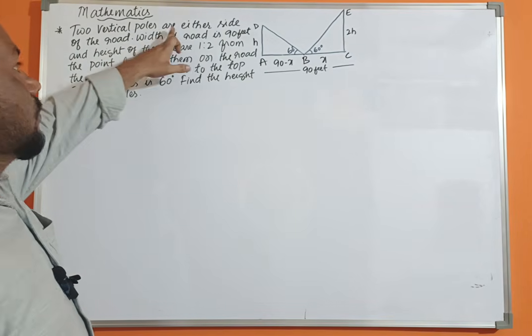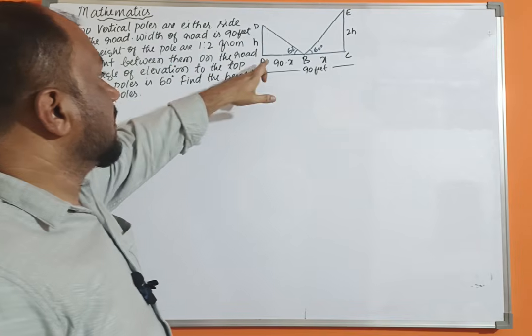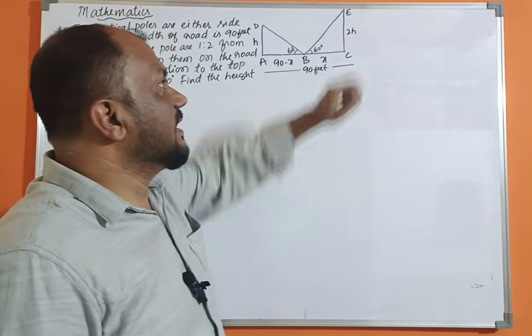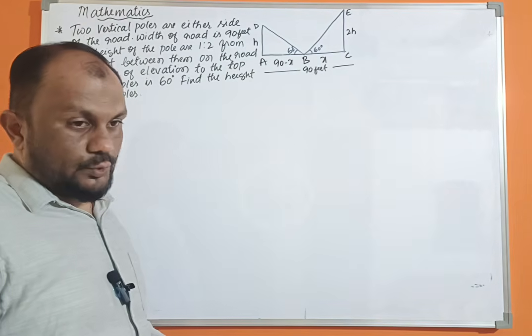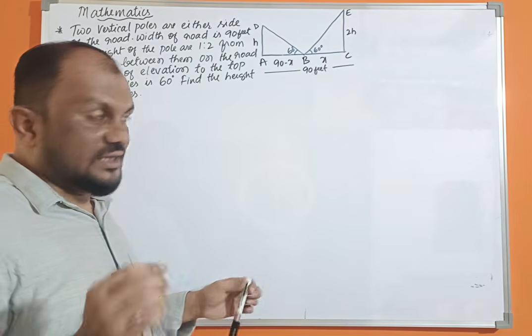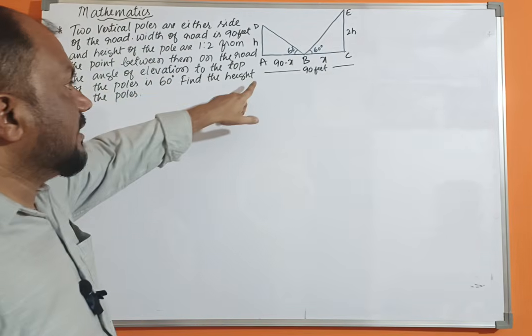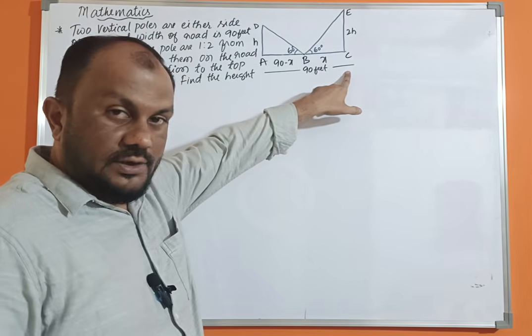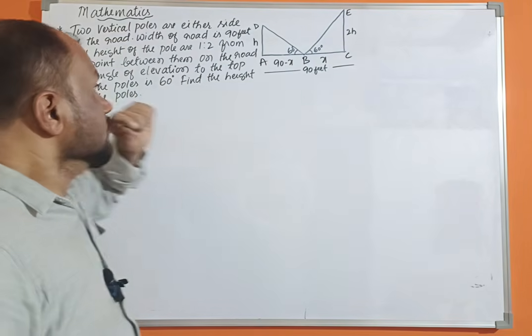Two vertical poles are on either side of a road. You can see one is AD, another one is CE. Either side means opposite to each other. Next, the width of the road is 90 feet. The total width of the road is given in feet. That is how much? 90 feet.